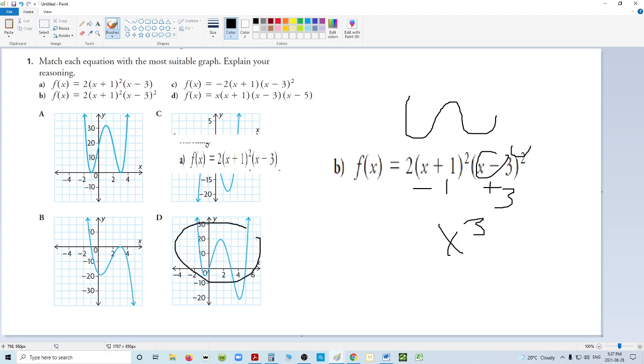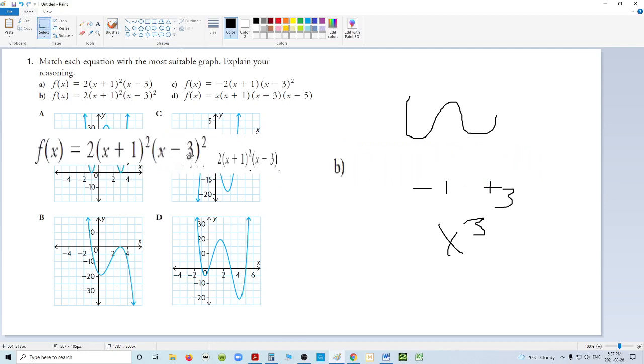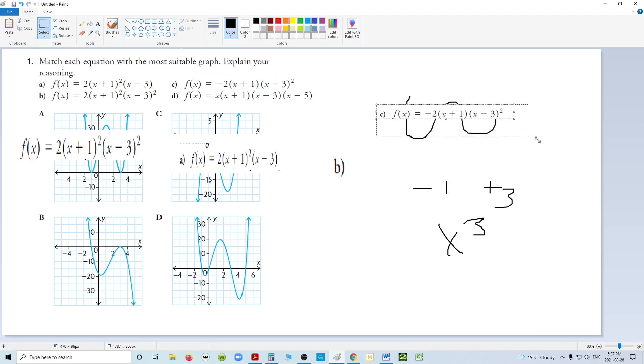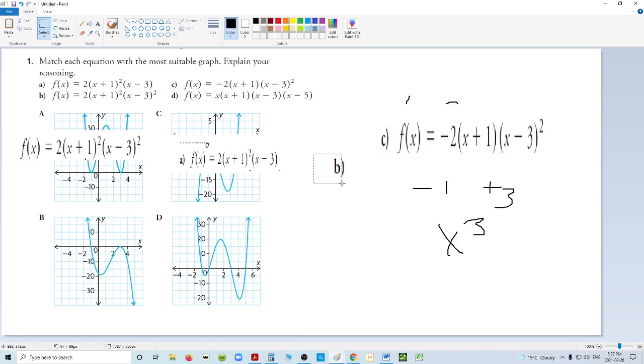Well, this one doesn't bounce on the x-axis, so I can instantly rule it out. But just to make sure, I can see a +3 there and a -1 there, which means this definitely matches the A. So I can put it right there. The next two should be quite easy because I've already eliminated one of the cubics and one of the quartics, and that's all that's going to be left.